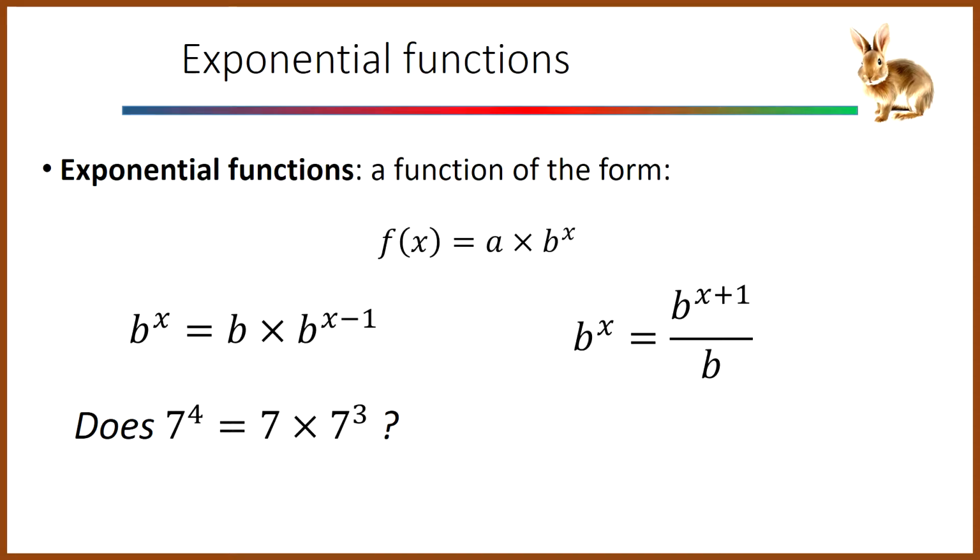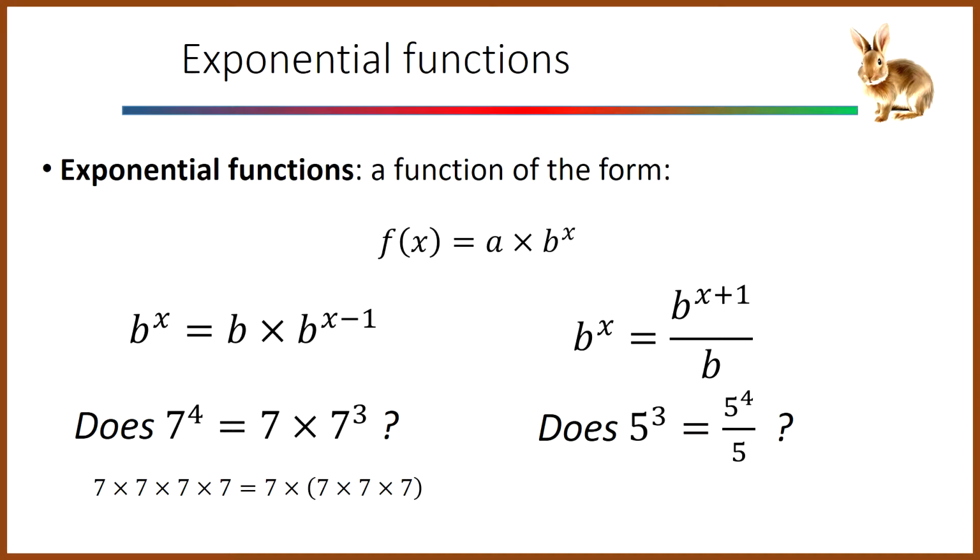Now let's look at the second equation. It states that b raised to the x power equals b raised to the x plus 1 power divided by b. Let's see if this works. This time we'll choose 5 for b and we'll choose 3 for x. So we're going to ask the question, does 5 to the third power equal 5 to the fourth power divided by 5? Hopefully you can see that 5 times 5 times 5 equals 5 times 5 times 5 times 5 divided by 5.